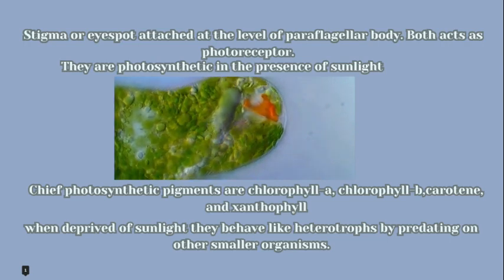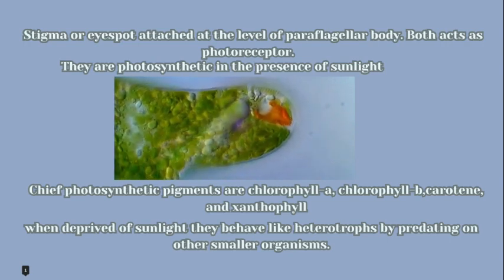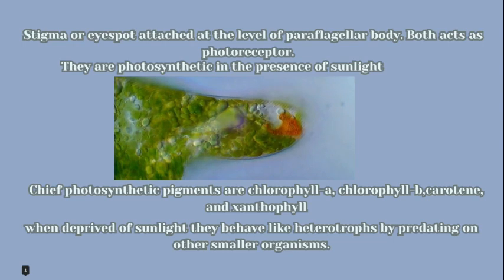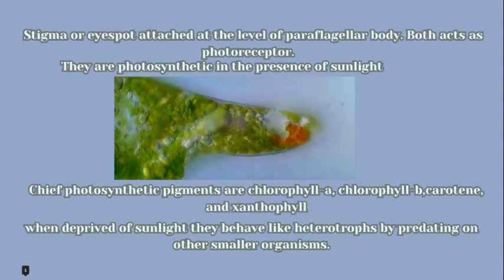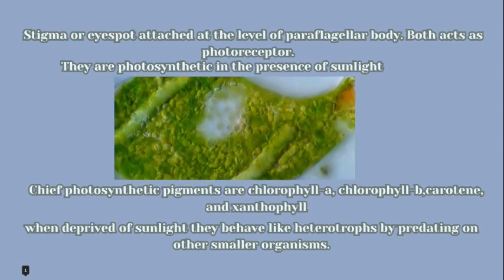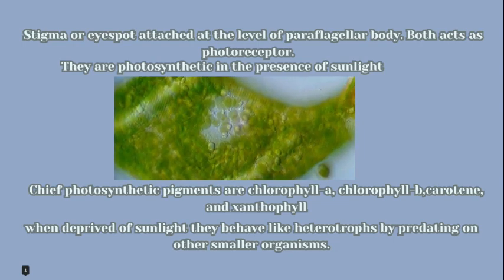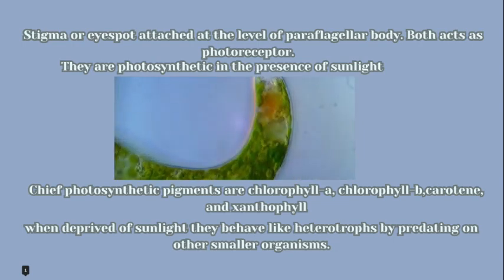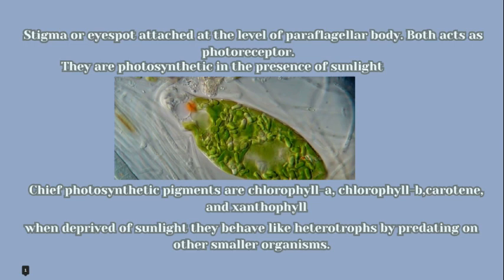The major photosynthetic pigments they possess are chlorophyll A, chlorophyll B, carotene and xanthophyll. When deprived of sunlight, that is when there is an absence or lack of sunlight, they behave like heterotrophs by preying on other smaller organisms.